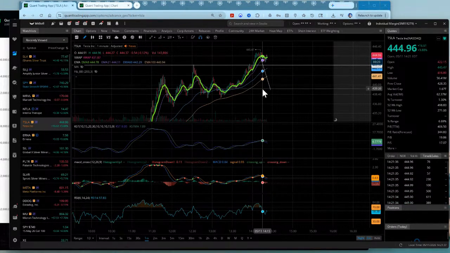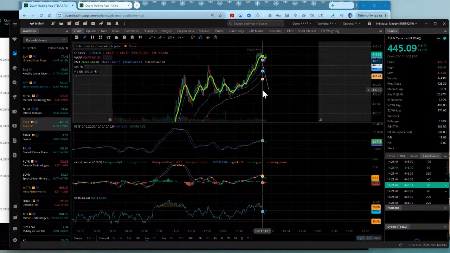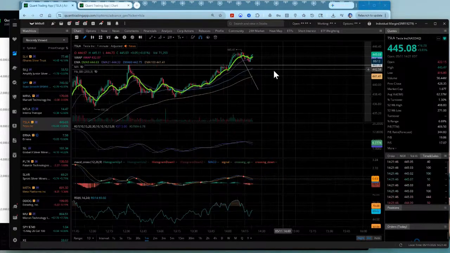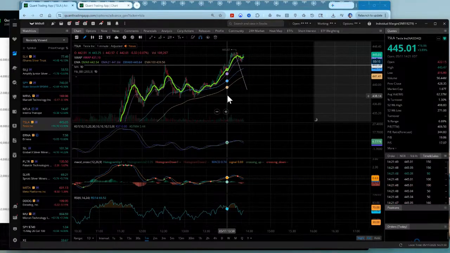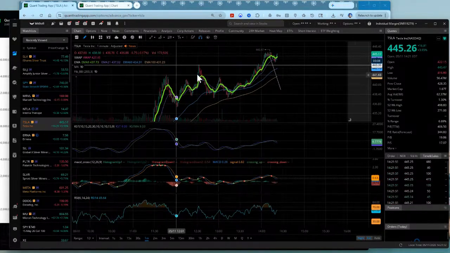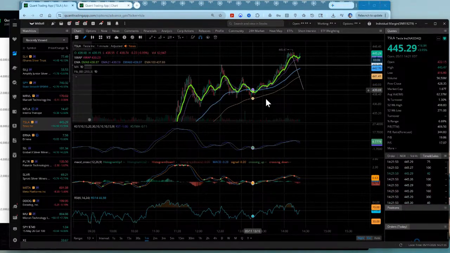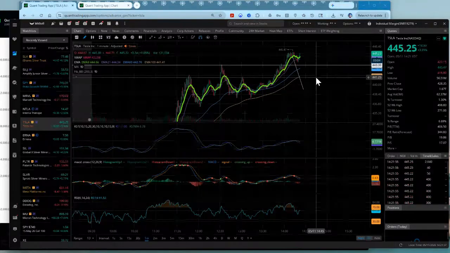You don't need to time the market. You don't need to pin the top or top the trade, whatever you want to call it. You want to get in and get out and get on with your life. The idea is to get out before the bleeding starts to happen or before a reversal, either which one.